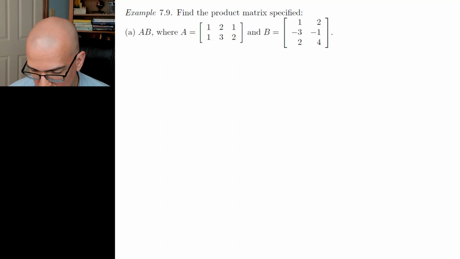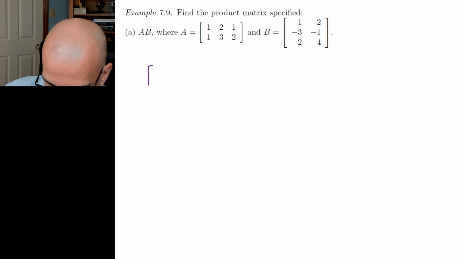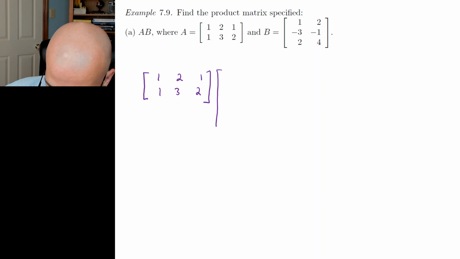Okay, so the first example that's in sequence is we want A times B. And I like making a copy of the question so I can highlight it easier and color it. 1, 2, 1, 1, 3, 2, multiplied by 1, 2, negative 3, negative 1, 2, 4.